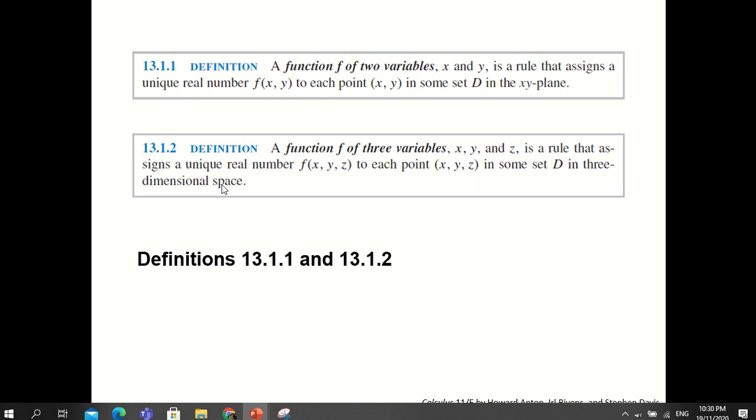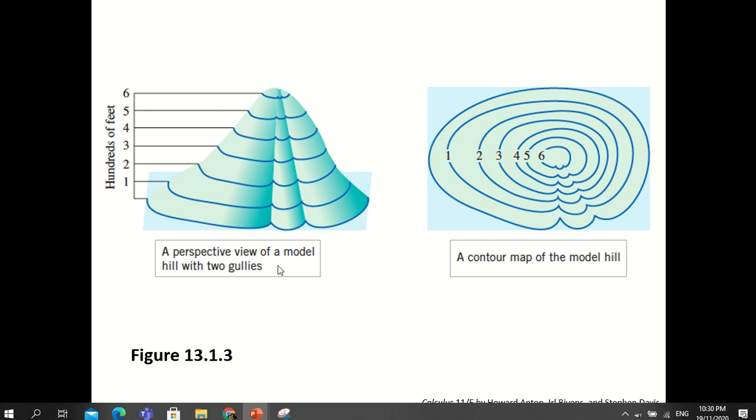All right, so here's some illustration. It's a perspective view of a model hill with two gullies. And if you find the contour of this one, this is what you can see as a contour map of the model hill.